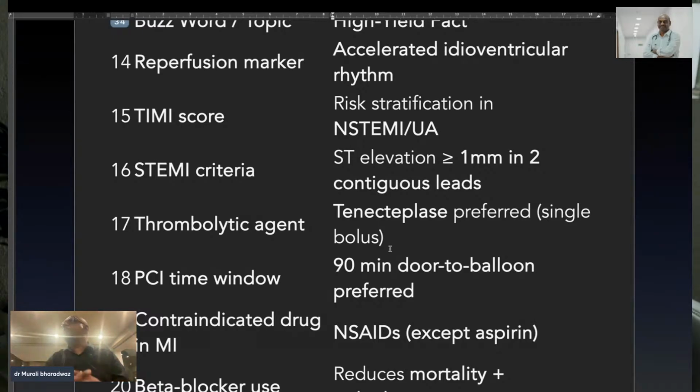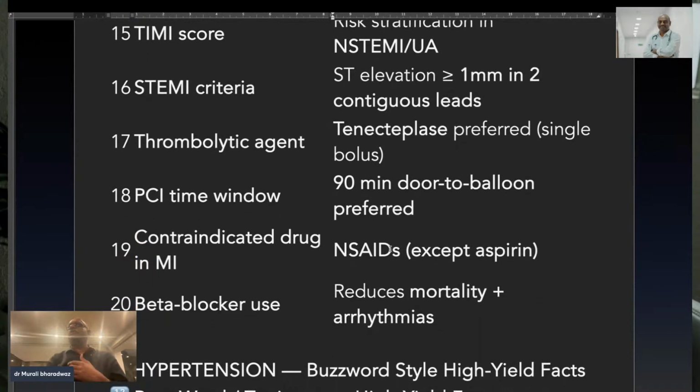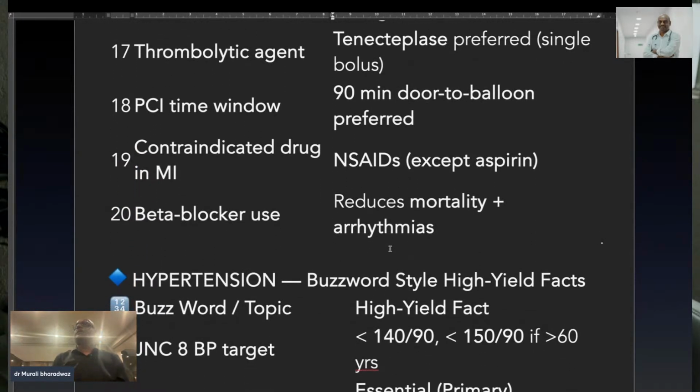Then what is the criteria to call a STEMI? When the ST elevation is more than 1 mm in two contiguous leads, more than one, we need to remember. What is the preferred thrombolytic? Tenecteplase. What is the door to balloon time from heart attack to PCI? 90 minutes. Putting percutaneous stent, intervention, PCI. Contraindicated drug in MI is NSAIDs, except aspirin.